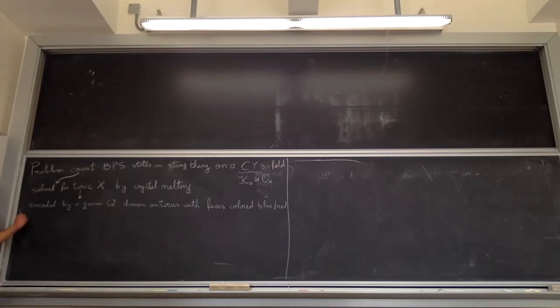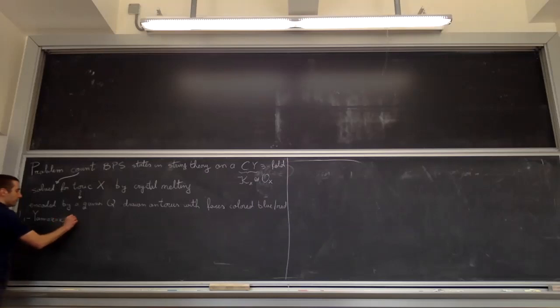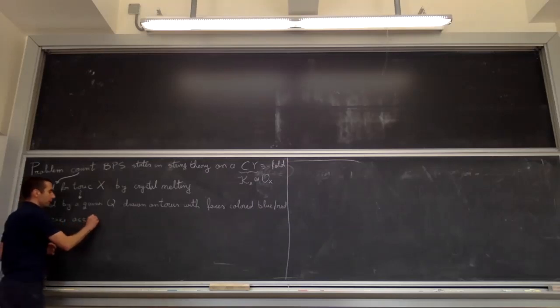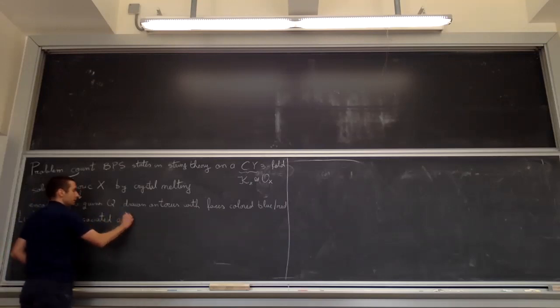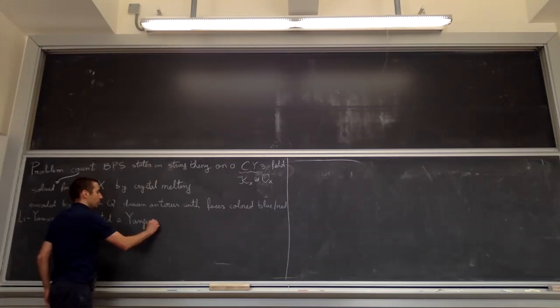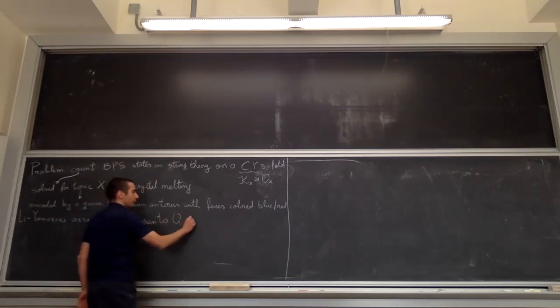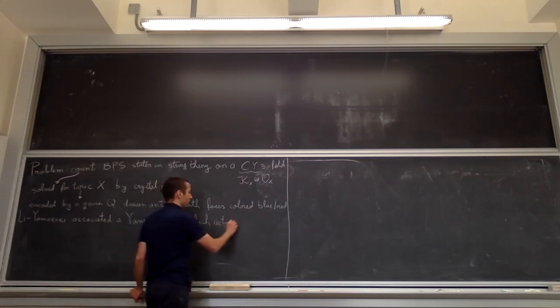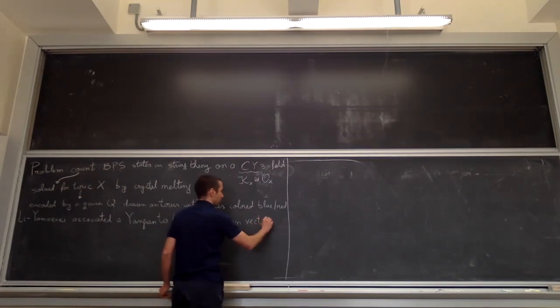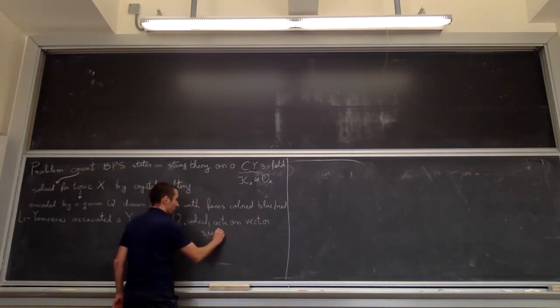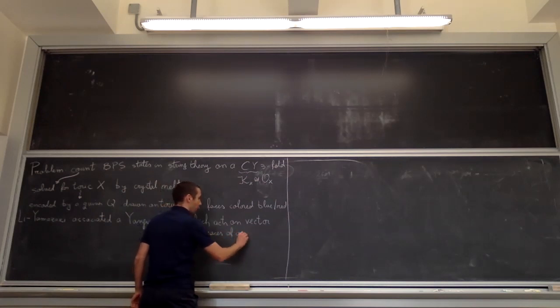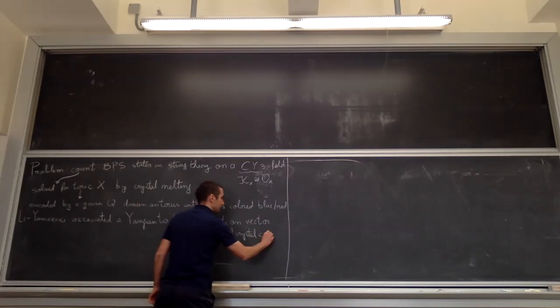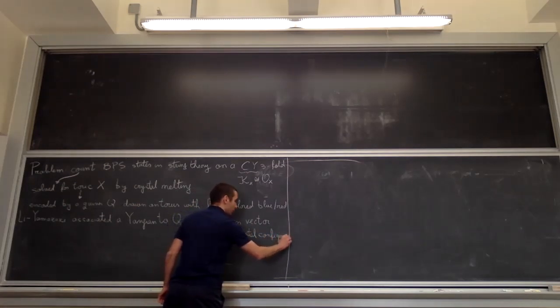My interest actually started a few years ago when Li and Yamazaki associated a certain algebra, a Yangian, to Q, and this Yangian acts on the vector space of BPS states. In this language, it's a vector space of crystal configurations. So this is like a combinatorial model for counting BPS states. This is the starting point of the representation theory.